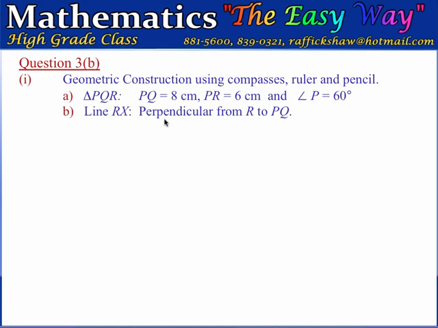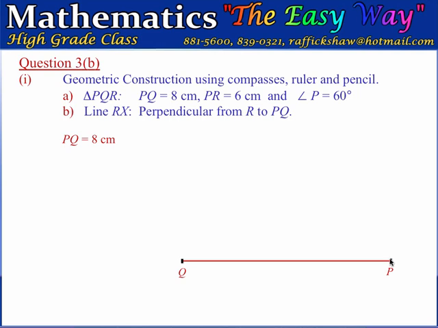And we'll show that construction later. But first, let's construct the triangle PQR. And we start by drawing the line PQ of length 8 centimeters. So we'll use our ruler and draw a line that is 8 centimeters long, and we label it PQ. And so our line PQ is 8 centimeters, and we can show that information. Now we want to construct our angle 60 degrees at P.